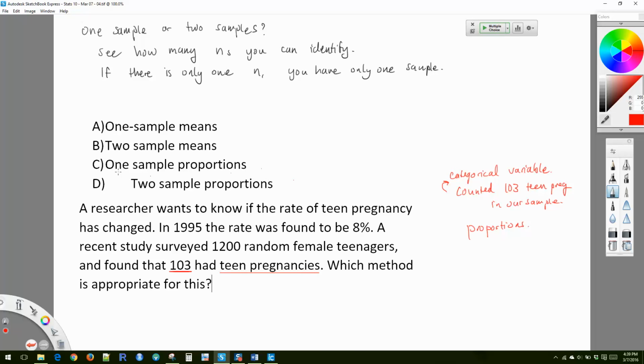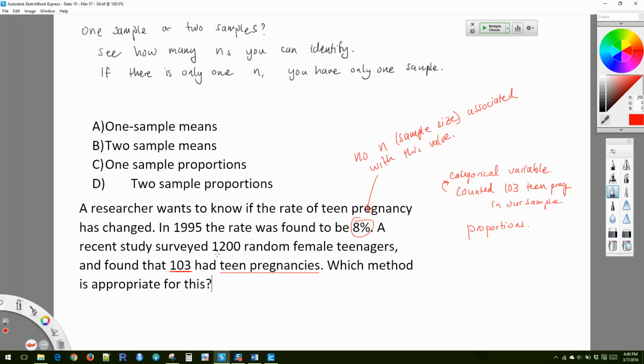Now the question is, do we have one sample or two samples? It says in 1995, so this is a year, the rate was found to be 8%. Yes, this had to be established via some kind of sampling method, but that information is not available to us. We do not have an n or sample size associated with this value. So the rate was found to be 8%, but we don't know exactly how much weight to assign to it.